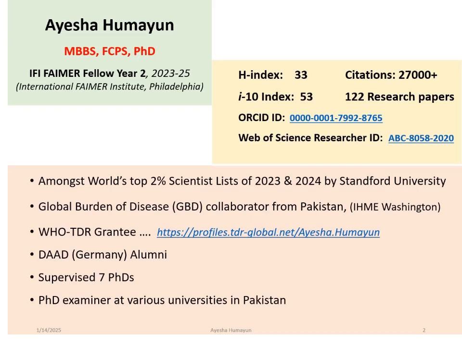Just a brief bio about myself. I'm FCPS and PhD, fellow of IFI, International Female Institute at Philadelphia, with an H index of 33 and more than 122 research publications. And fortunately, I'm among the top 2% scientist list of Stanford University in 2023 and in 2024 as well. I'm a GBD collaborator, a TDR grantee, and TDR alumni, and I've been supervising 7 PhDs and am an examiner and facilitator at multiple universities in Pakistan.